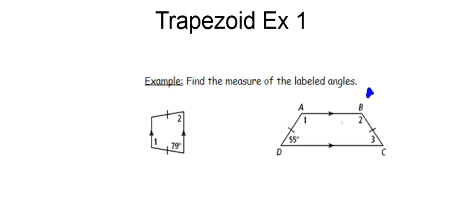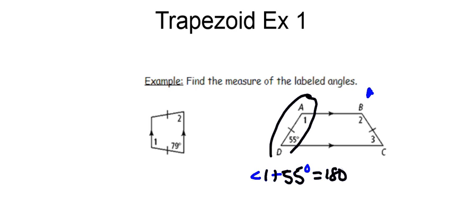be supplementary. So like angle 1 and this 55, they're consecutive angles. 1's at the end of this top base, 55's at the end of this bottom base. Remember, the bases are the sides that are parallel. So angle 1 plus the 55 have to add up to 180. And so if you do 180 minus 55, you get 125. So angle 1 is 125 degrees.